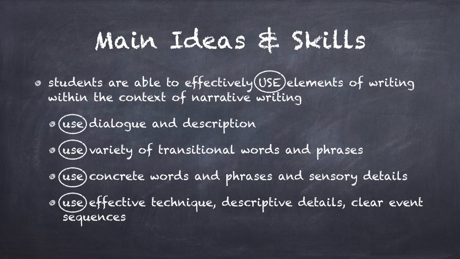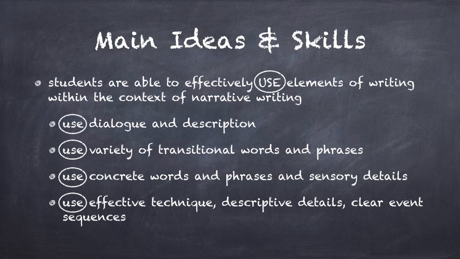So the main ideas and skills coming from this standard and its substandards are that students are able to effectively use elements of writing within the context of narrative writing. So students can use dialogue and description. Students can use a variety of transitional words and phrases. Students can use concrete words and phrases and sensory details. And students can use effective technique, descriptive details, and clear event sequences, and it's all within the context of narrative writing.